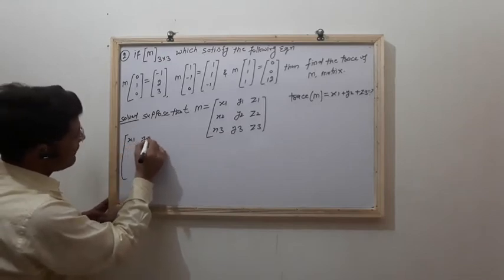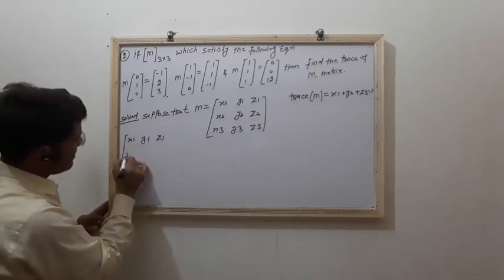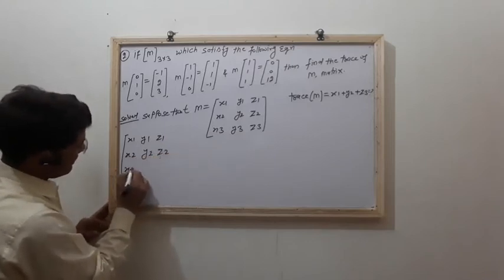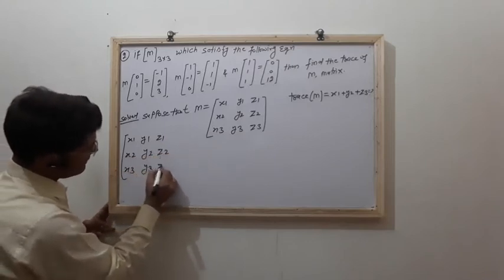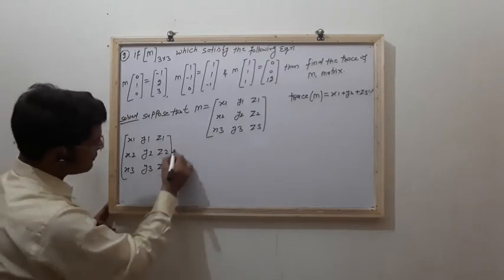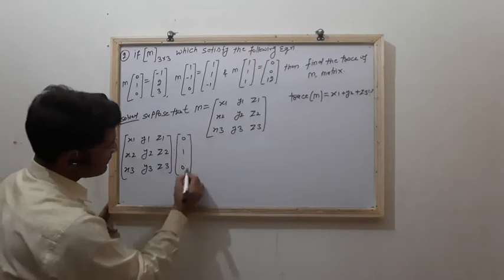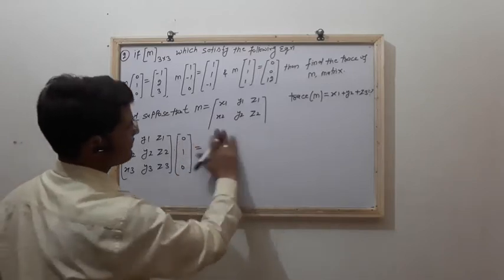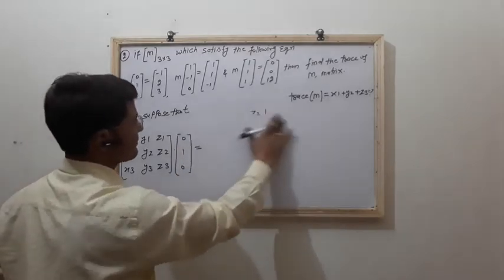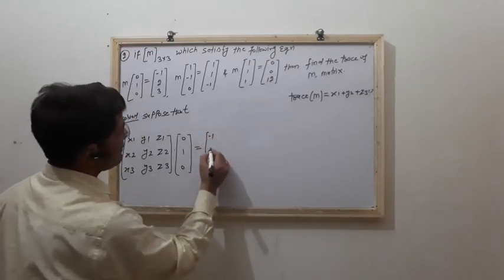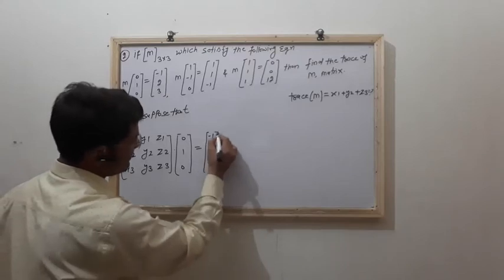Now M into 0 1 0, that is x1 y1 z1, x2 y2 z2, x3 y3 z3 into 0 1 0 is equal to minus 1, 2 and 3.